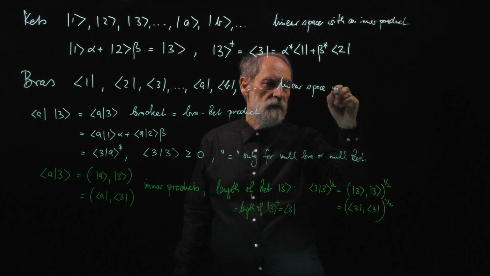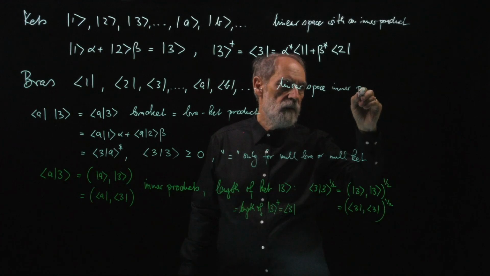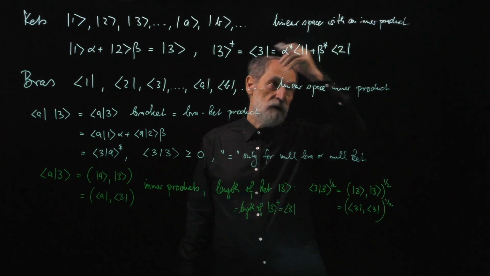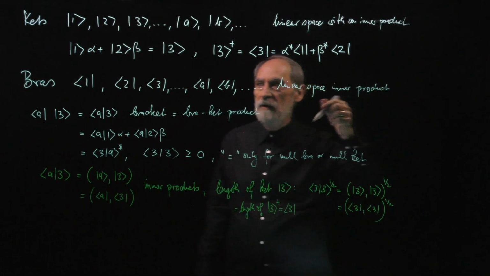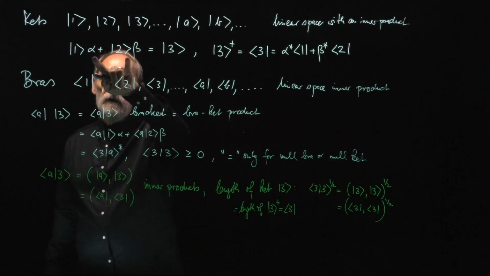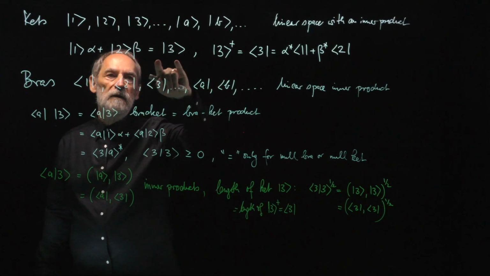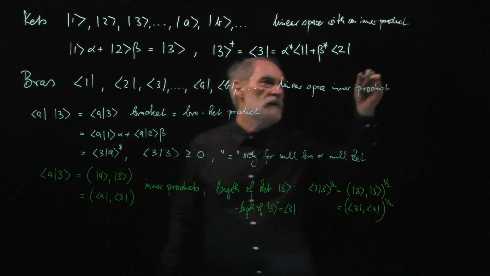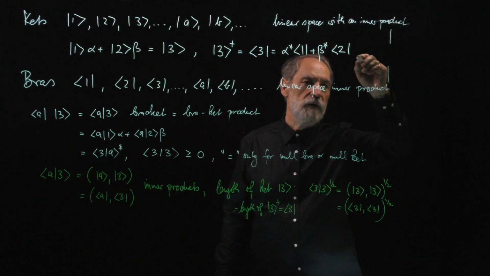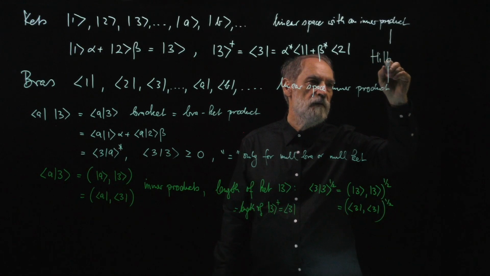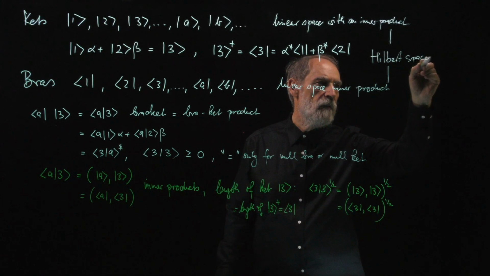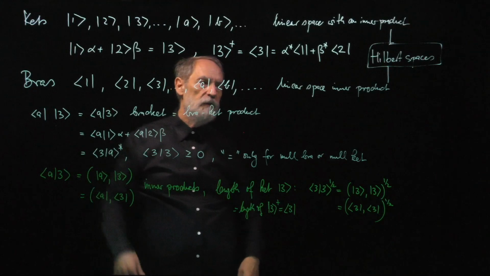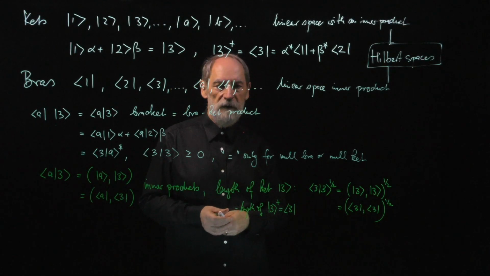And this is a linear space with an inner product, related to each other by taking the adjoint. But such linear spaces with an inner product, and with the additional property that if I take these linear combinations with complex coefficients, then all such linear combinations are new kets or new bras with no exceptions. That tells me that these inner product spaces are so-called Hilbert spaces. So we have a Hilbert space of kets and a Hilbert space of bras. They are related to each other by taking the adjoint.